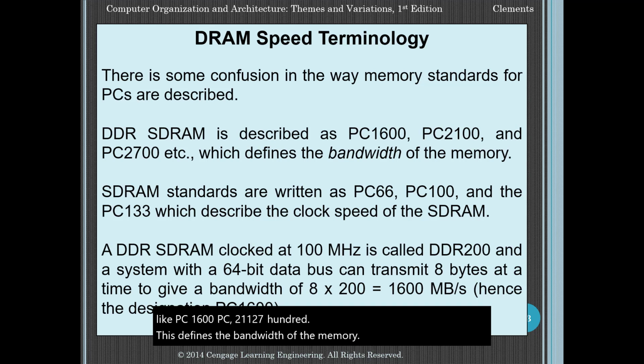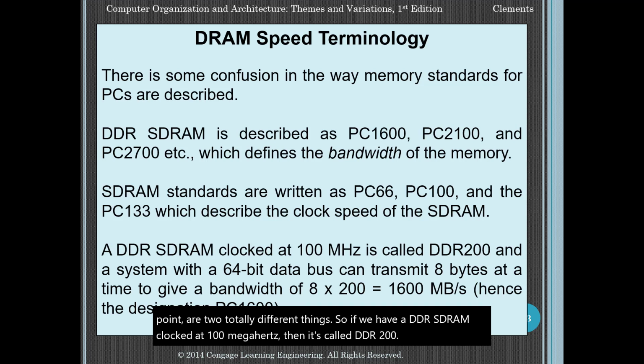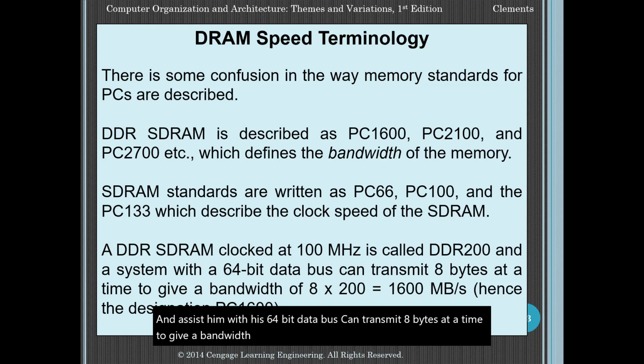SDRAM standards are written as like 66, 100, 133, which describes the clock speed of the SDRAM, which, as we should know at this point, are two totally different things. So if we have a DDR SDRAM clocked at 100 megahertz, then it's called DDR 200. And a system with a 64-bit data bus can transmit 8 bytes at a time to give a bandwidth of 8 times 200, which is 1600 megabytes, hence the designation of PC 1600.